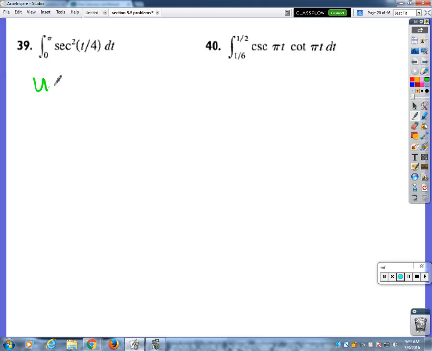Yeah, so u equals t over 4, which means du equals 1/4 dt. Okay? So now we are ready to go. I'm going to change this to secant squared of u. So this is all gone. The pi becomes pi over 4. The 0 becomes 0. And the dt becomes 4 du.